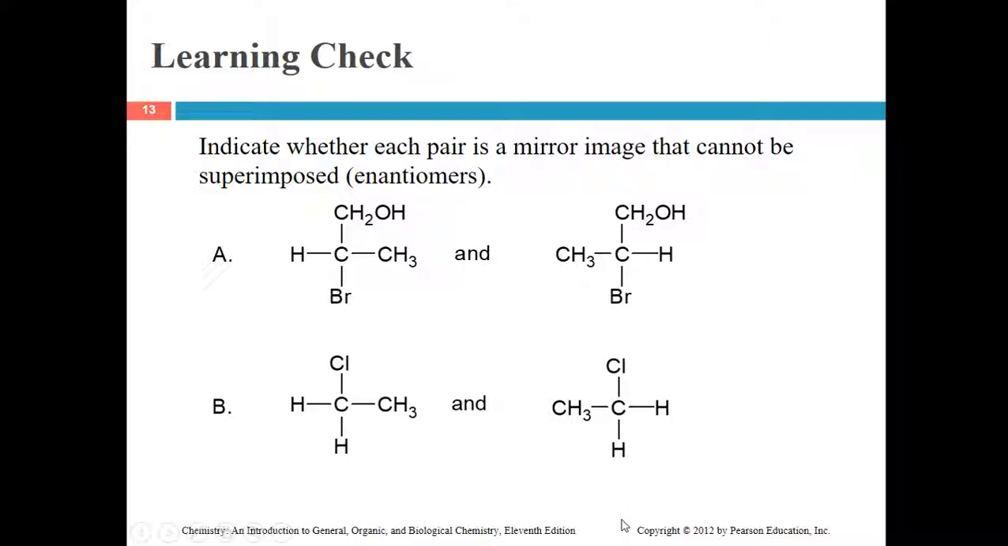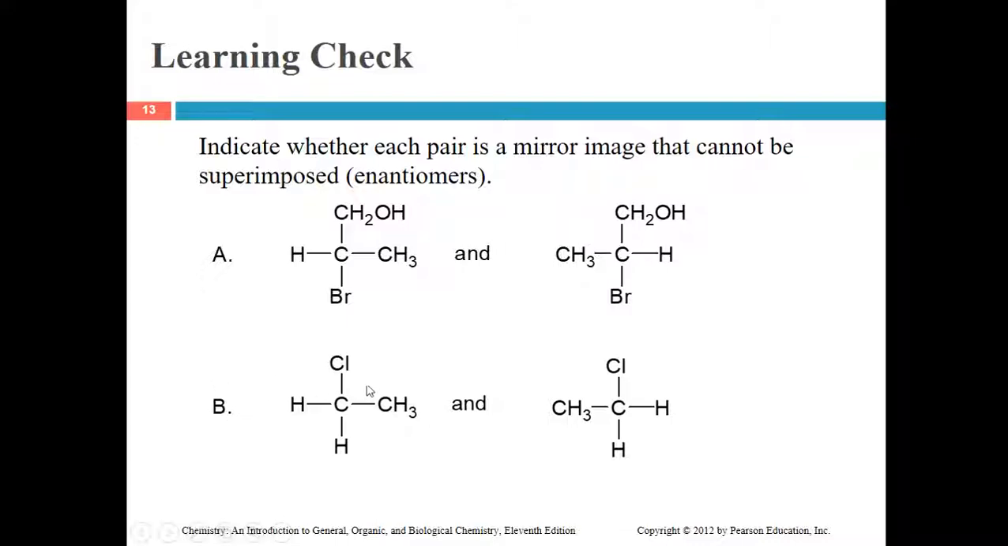So indicate whether each pair is a mirror image that cannot be superimposed. Okay, here we go. We have these 4 groups that are different, so this is a chiral molecule. Yes, this is a chiral molecule, and yes, this is the exact mirror image. If I were to draw a mirror right here, I could see that they are a mirror image.